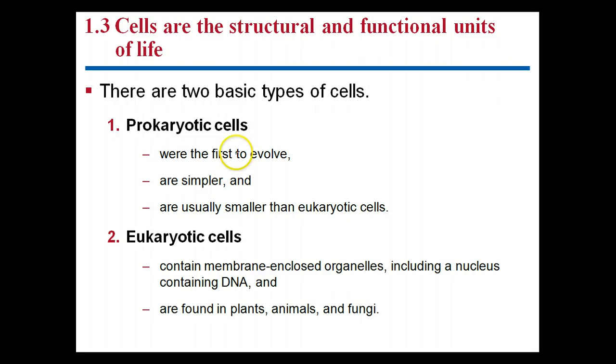Basic types of cells, as a reminder, there are prokaryotes. We've got a whole cell section, so don't worry, we will get a lot more of these. But just to look at some of these things, prokaryotes evolved first. They're simpler. They're usually smaller. Eukaryotic cells have organelles. They include a nucleus, and these are most of your plants, animals, and fungi.